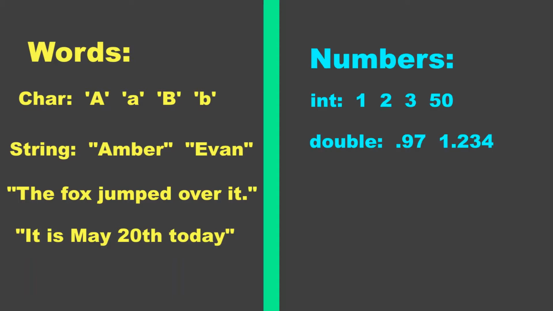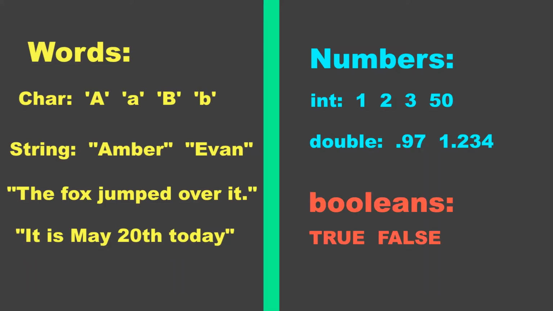Then you got numbers. You can have integers. Examples of integers, they're just whole numbers. You got 1, 2, 3, and 50. You can also have doubles. Doubles are just decimals. So I got 0.97 here and 1.234. Just anything with a decimal point is a double. Finally, you got booleans. Booleans are going to help you with conditions. So you got true or false. Those are the only 2 booleans there is. It's either yes or no, true or false.